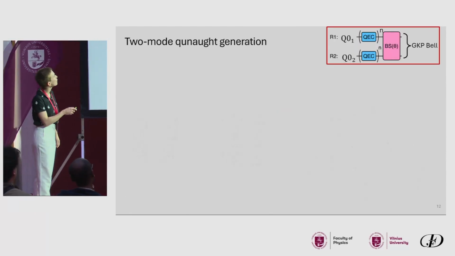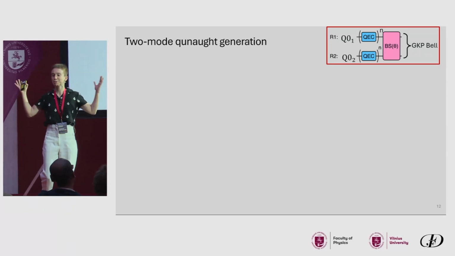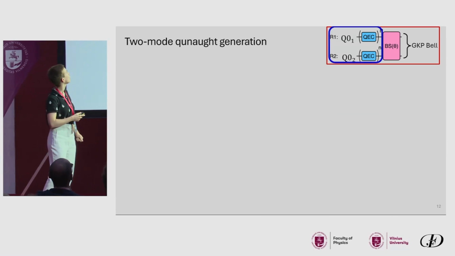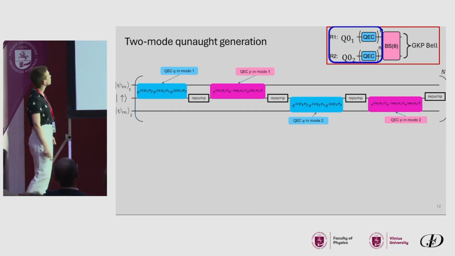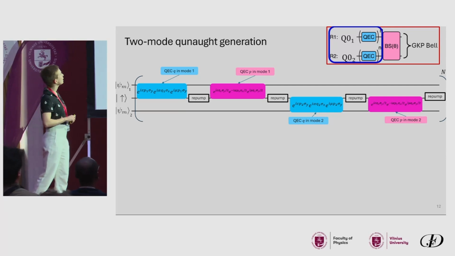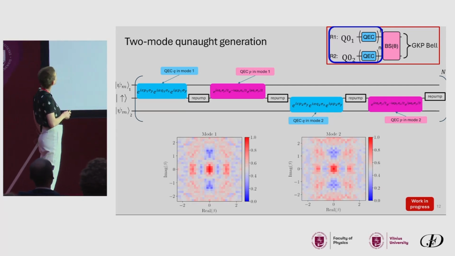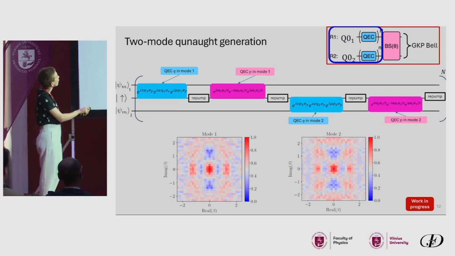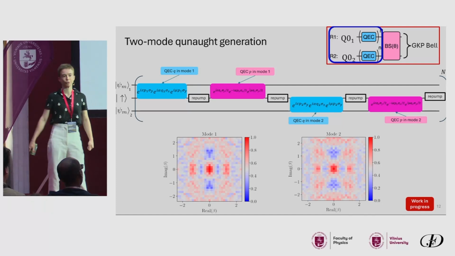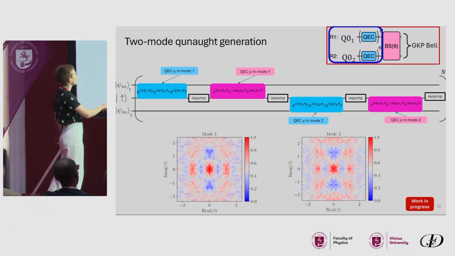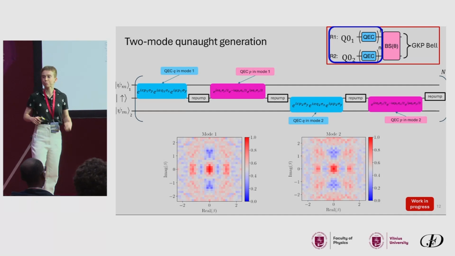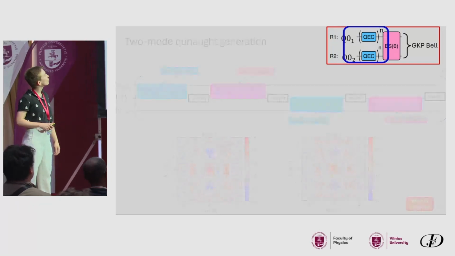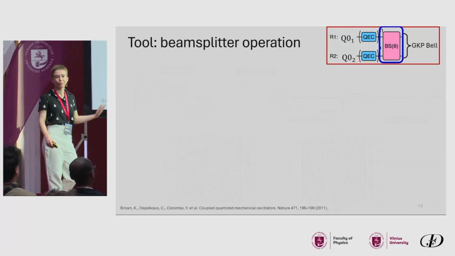So now, back to our protocol, we want to prepare 2 qunaught states of the 2 mechanical modes of motion of a single ion. We do that by adapting this quantum error correction protocol, scaling the parameters, and applying it on 2 modes. So we apply it on the first mode, and on the second mode, all of this with a single spin. And doing that, we can prepare 2 qunaught states in the 2 mechanical modes of motion of a single trapped ion. So now on to the next step of our protocol, we want a beam splitter.